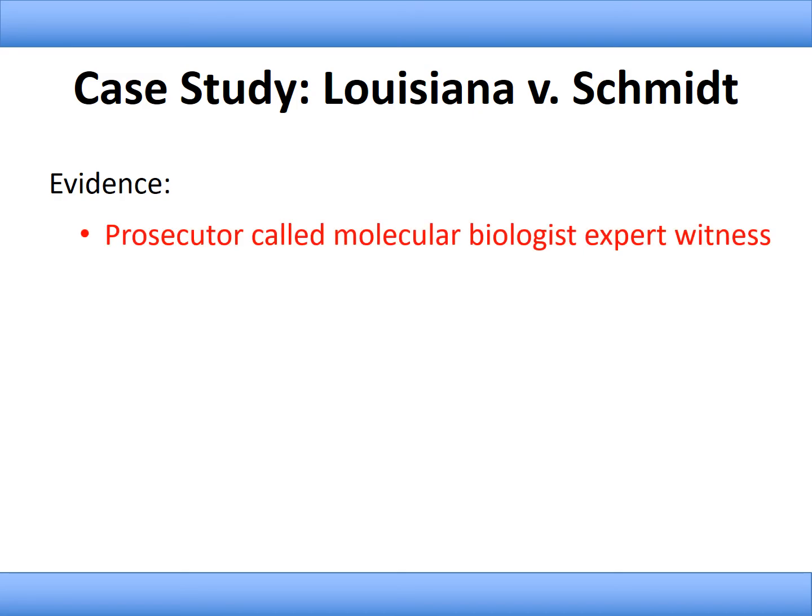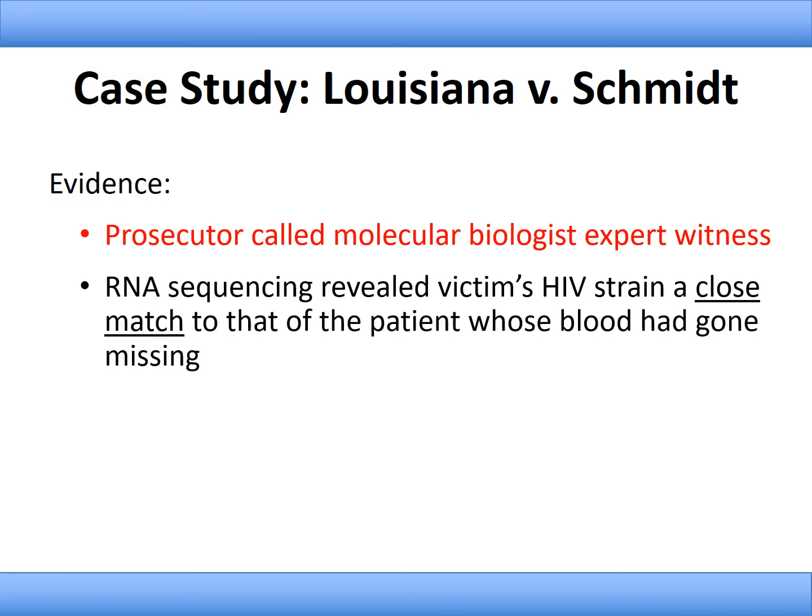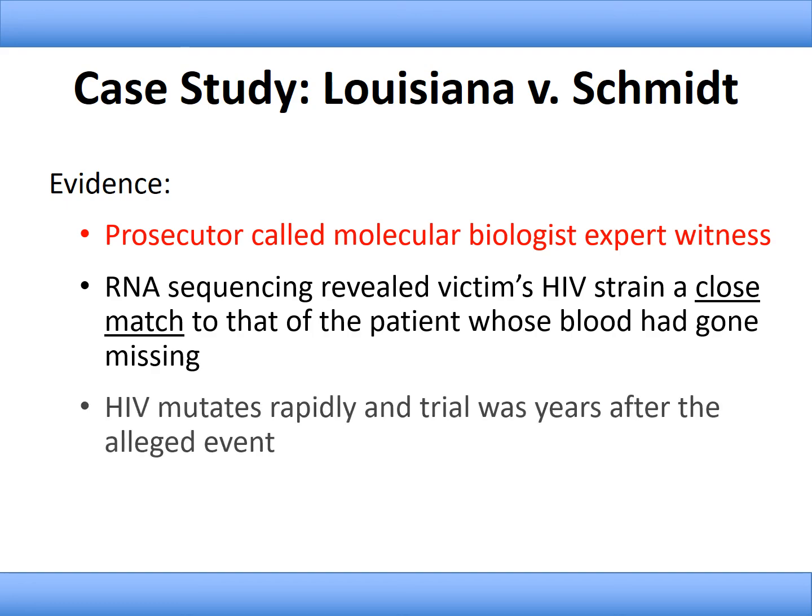Here's where it gets interesting to biologists. The prosecuting attorney called a molecular biologist expert witness. HIV is an RNA virus, so RNA sequencing was done on strains of HIV found in the victim's body. And this sequencing revealed that the victim's HIV strain was not identical to, but was a close match to that of the exact patient whose blood had gone missing from the doctor's office that day.